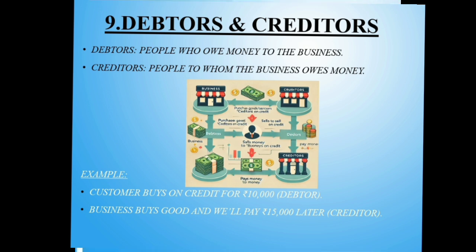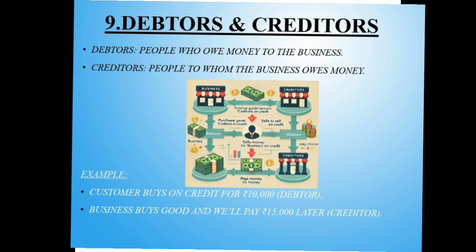For example, imagine a customer comes to your shop and buys goods worth 10,000 rupees on credit. This means the customer will pay later. In this case, the customer is called a debtor, because they owe money to your business. Creditor example: now let's say your business buys stock worth 15,000 rupees from a supplier, but instead of paying immediately, you promise to pay later. Here the supplier is the creditor because your business owes them money. This is called debtors and creditors.